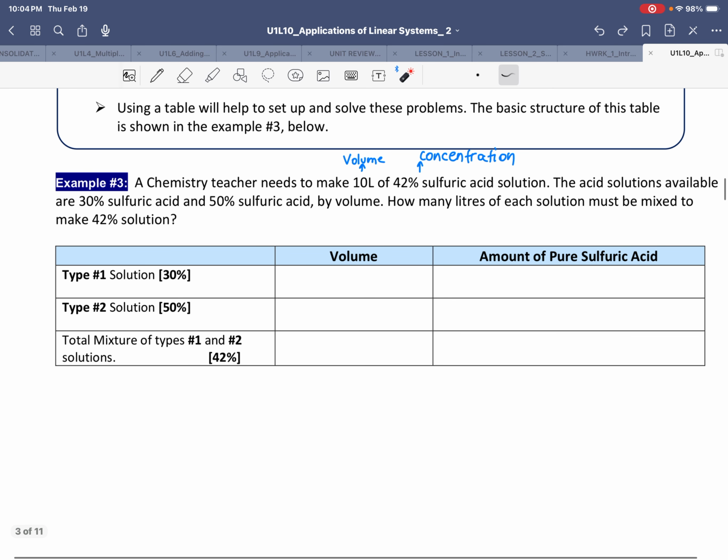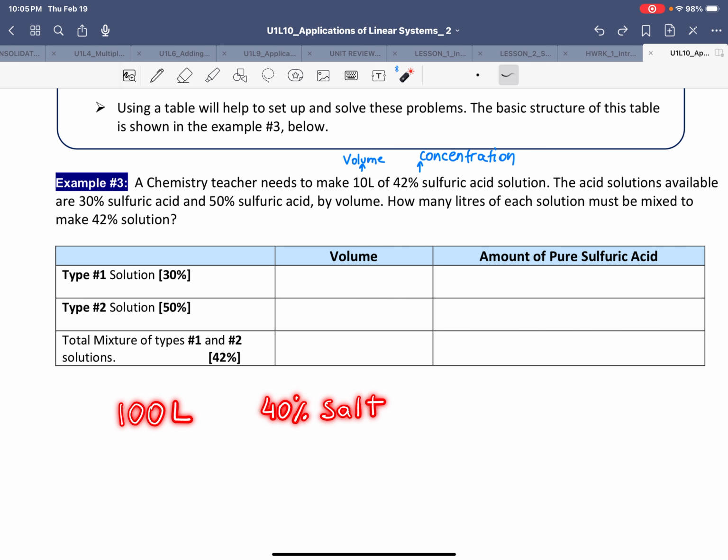So the meaning of it is that if we have a sulfuric acid solution, part of the solution will be pure sulfuric acid and part of it will be water, because sulfuric acid will make only 42% in this case. So if you were to have, for example, 100 liters of a solution, and let's say 40% of the solution will be salt, then 60% is going to be water. So the same idea applies here, and I took this example because it's more practical and an everyday kind of thing.